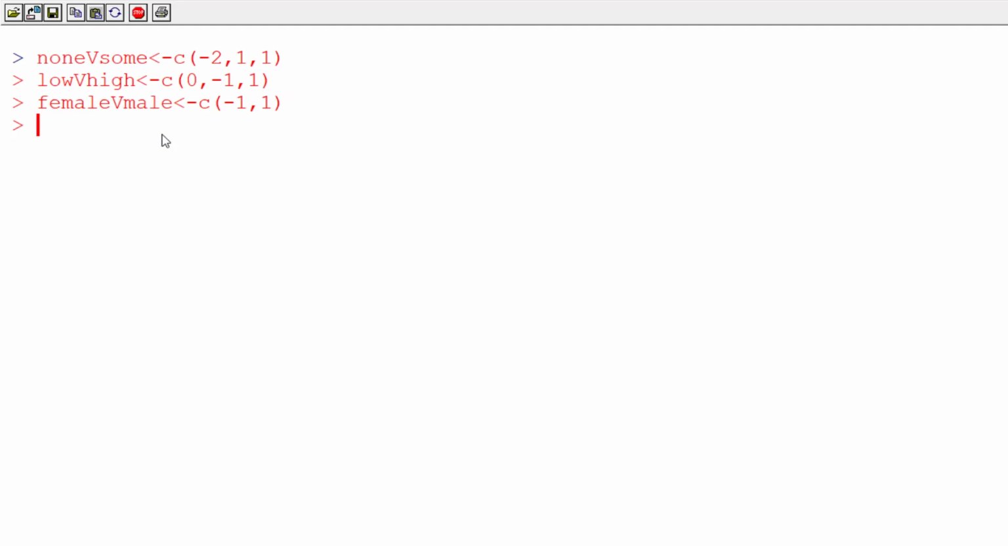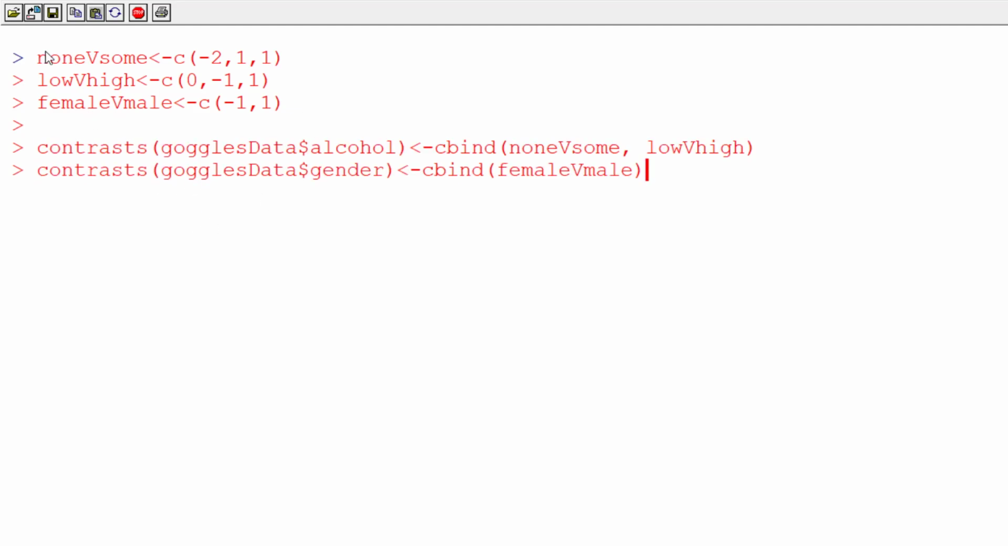So now I'm going to build some contrasts. I like building my contrasts ahead of time with names that I can read and understand, and then binding those contrasts to the variables I'm going to be using. So I created the none versus some. The -2 is the placebo, which was no alcohol. The 1 here is 2 pints, the 1 here is 4 pints, so it's no alcohol versus alcohol. Next I have low versus high in the alcohol, so 0 is none, -1 is 2 pints, 1 is 4 pints. And then female versus male should be pretty straightforward.